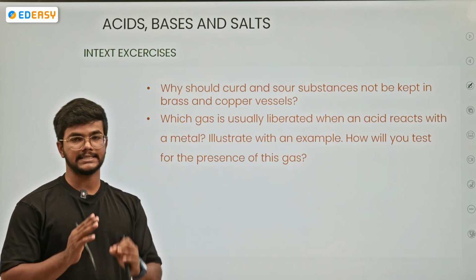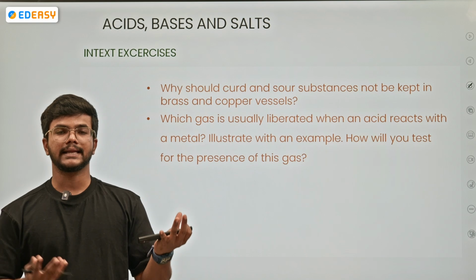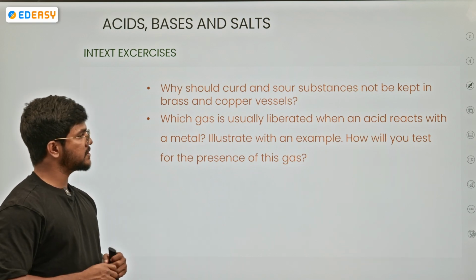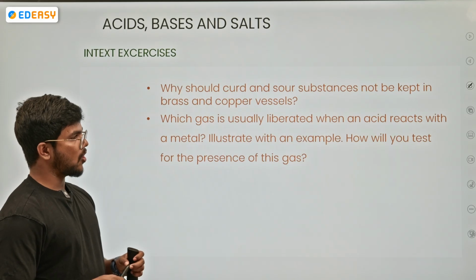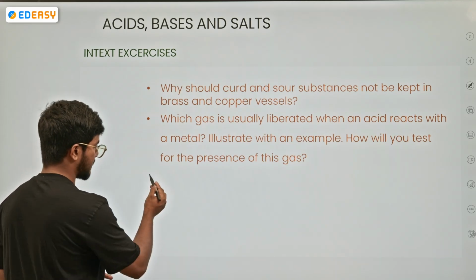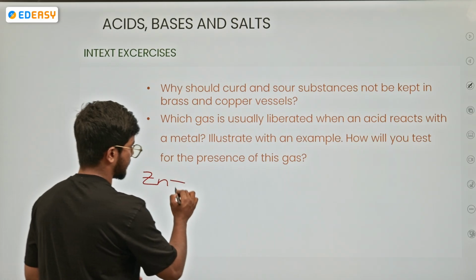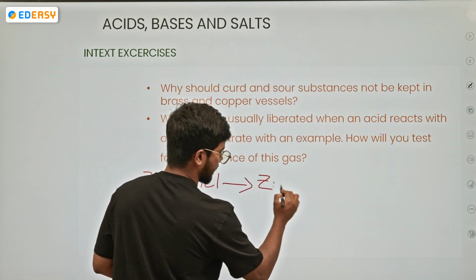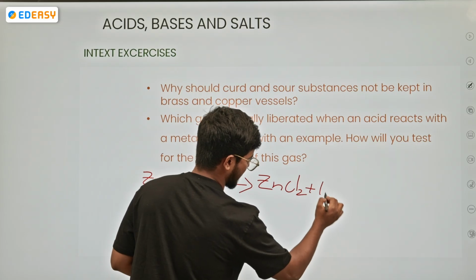So hydrogen gas is highly inflammable. When metal reacts with acid, it releases hydrogen gas. Next, illustrate with an example. How will you test for the presence of this gas? Yes, so metal like zinc, when it reacts with the HCl, gives zinc chloride, ZnCl2, plus hydrogen gas.